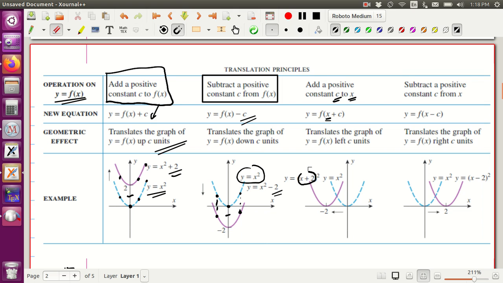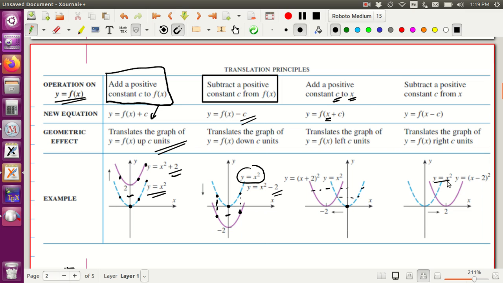We took x, and instead of x, we plugged in x plus 2. So you take each point and shift it 2 units to the left. Take a point, shift it 2 units to the left. Take a point, shift it 2 units to the left. So every point is shifted 2 units to the left if you add c directly to x. If you take c and directly subtract it from x, it will do the opposite.